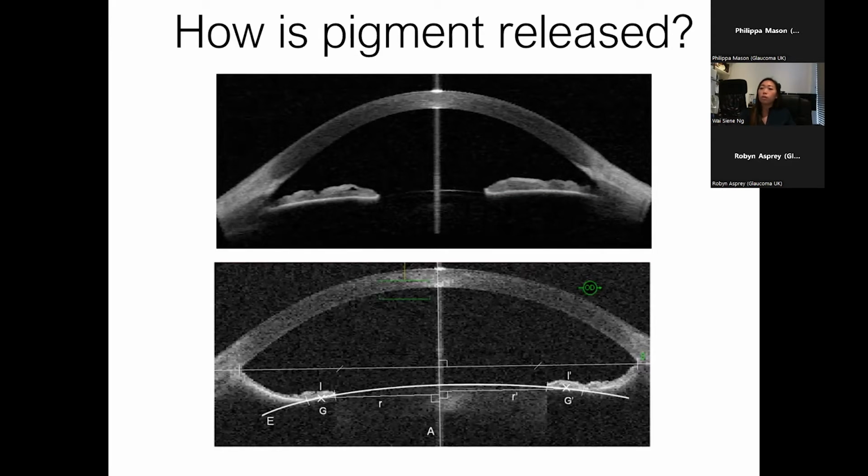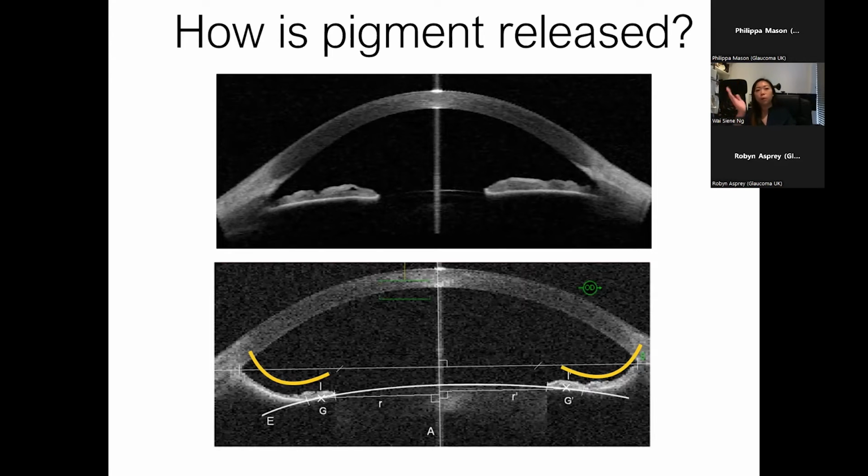Now, let's look at a pigment dispersion patient. You may be able to spot which one it is. It's the one at the bottom. The one at the top is a normal eye. And you may notice it looks very similar, but there is a subtle difference. The iris is bowed backwards in the bottom picture, which is a picture of a patient with pigment dispersion syndrome.